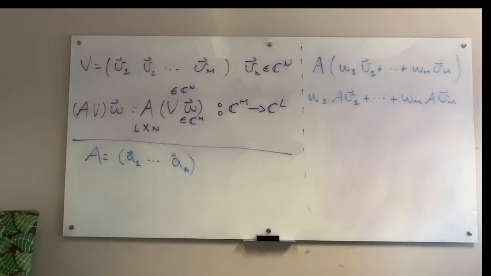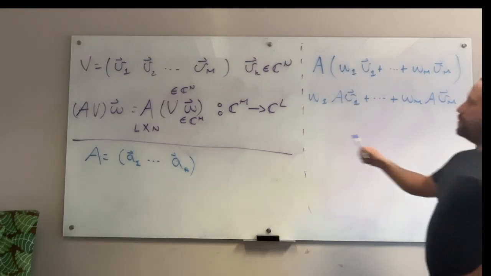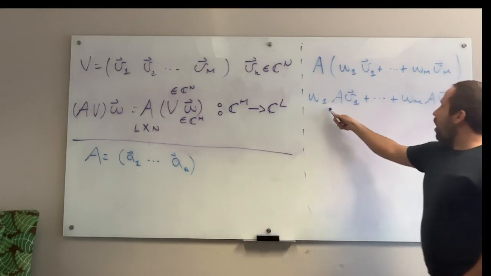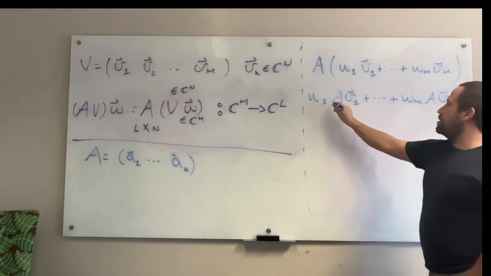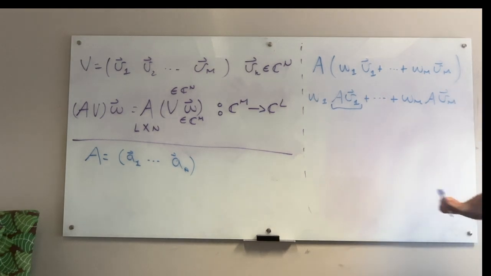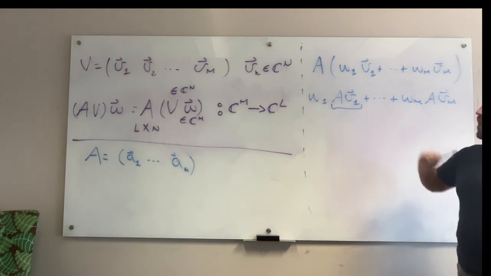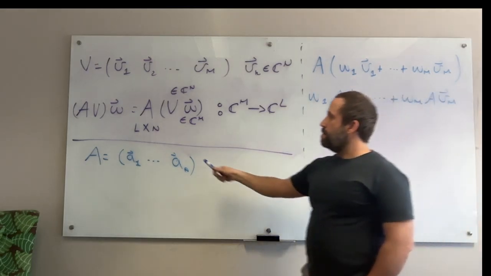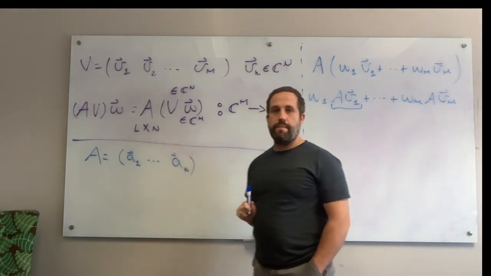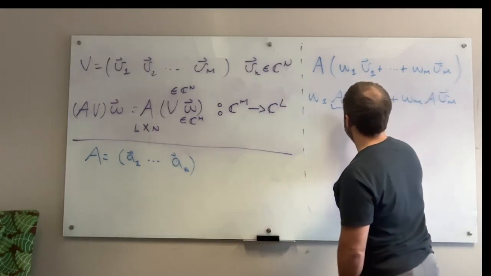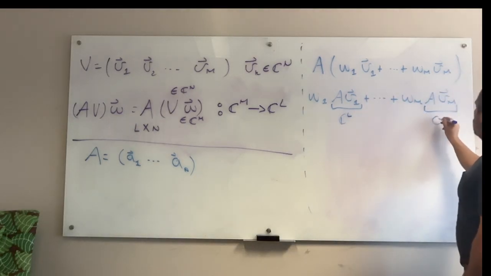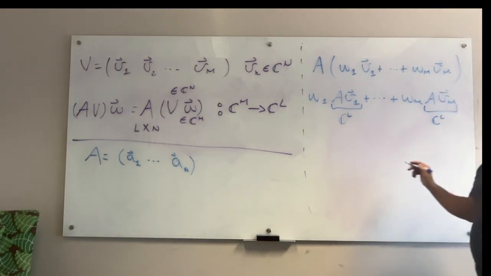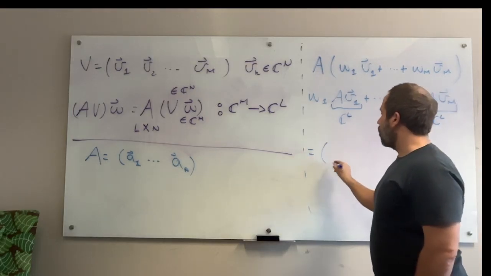Okay, but now notice what we have here. Notice W is like the input vector, but now we have a linear combination of vectors. Each one of these, A times V1, well, what is V1? V1 is a vector in Cn, and so A times V1 is going to be a vector in Cl. All of these are vectors in Cl, and so this is a vector in Cl. And so we can simply write this in the following form.